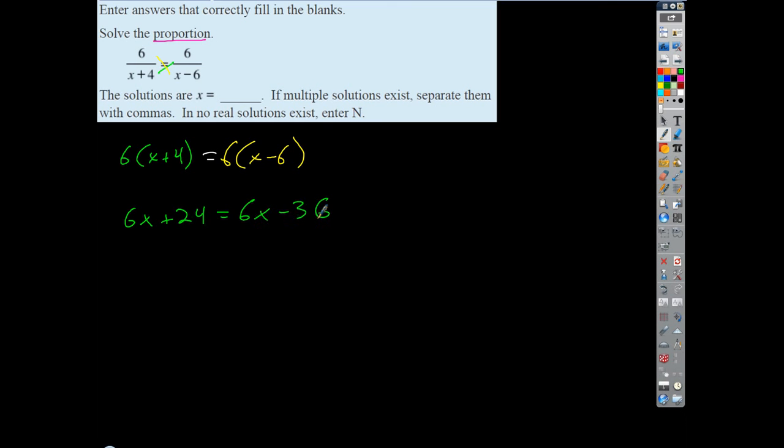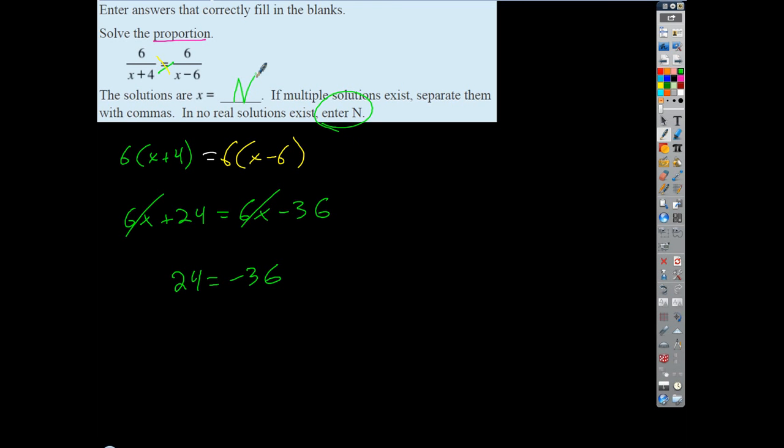And we could have also just divided each side by 6 if we wanted to. Well, if I subtract 6x away from both sides, look what happens. The 6x's go away, and we get the solution, 24 equals -36, which is false. And so what's that tell us? There are no solutions. And so in this case, we would enter N in Moodle.